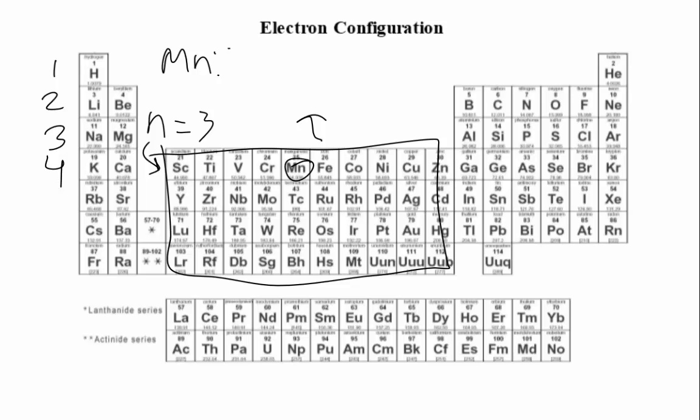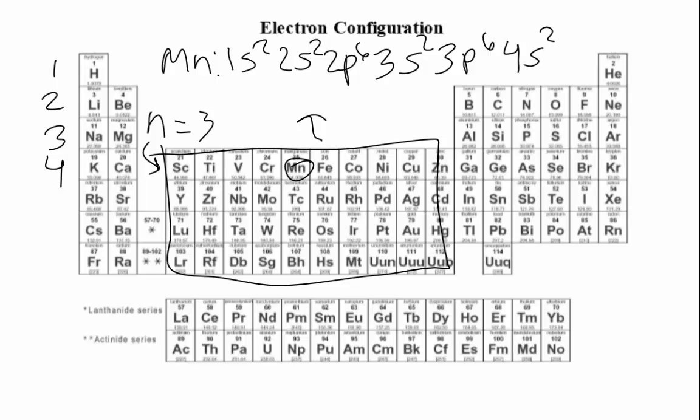So manganese would be 1s2, 2s2, 2p6, 3s2, 3p6, 4s2. And now we're getting into the very last subshell for manganese. This would be 3d, 1, 2, 3, 4, 5. 3d5. So that would be the electron configuration for manganese.